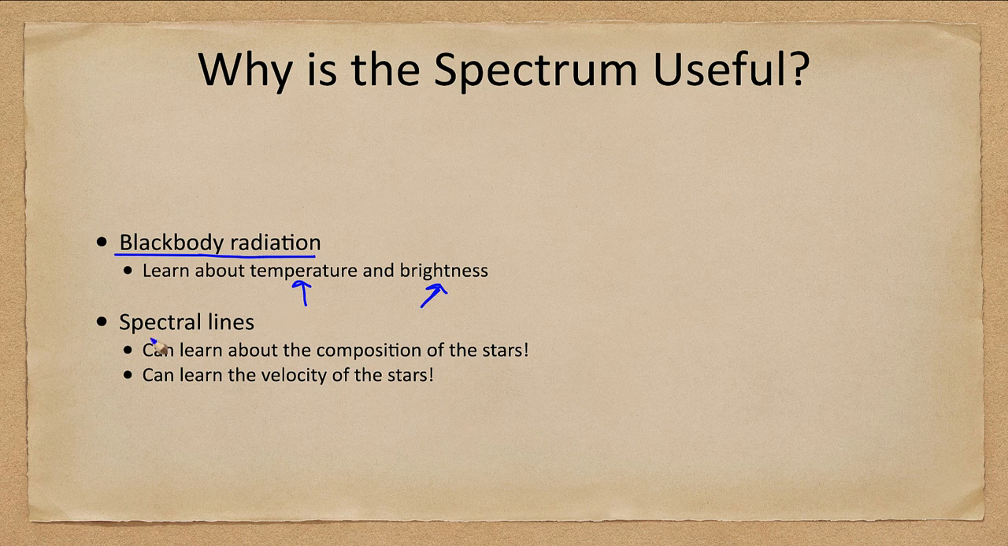Spectral lines help us learn more things. We can learn the composition. What are stars made up of? Well, we can use the spectral lines to determine what a star is made of. We can use the spectrum to determine the composition and the velocity of stars. How are stars moving? So it increases our knowledge of stars by being able to study the spectrum of those stars.